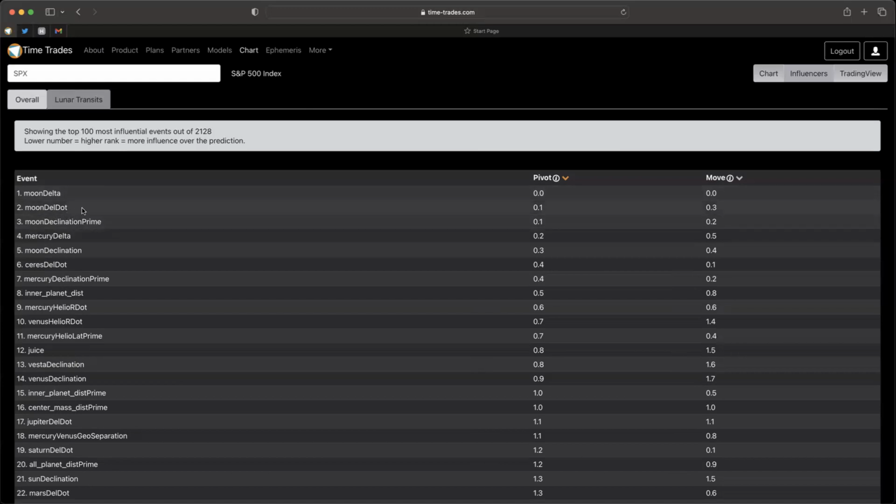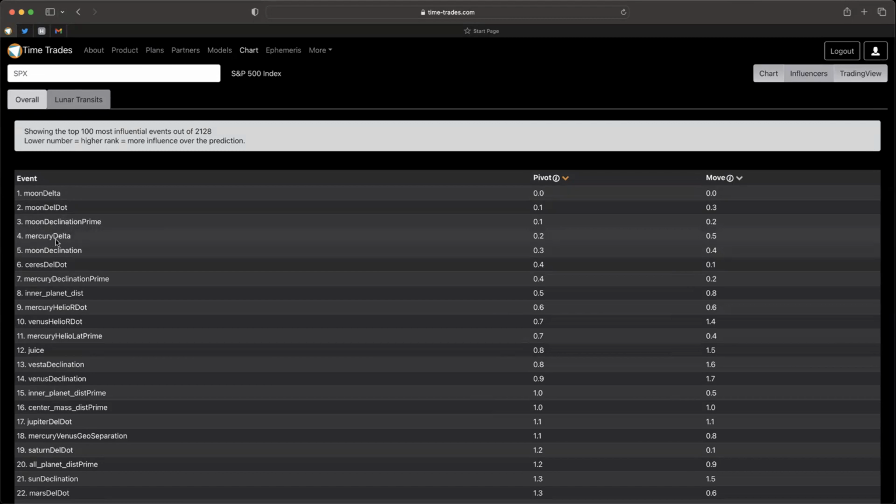Del dot is the rate of change of distance. So it's basically the first derivative of distance. You can see that's number 2. Declination prime is the first derivative of declination. Okay, so that's how the declination is trending, whether it's moving up or down.